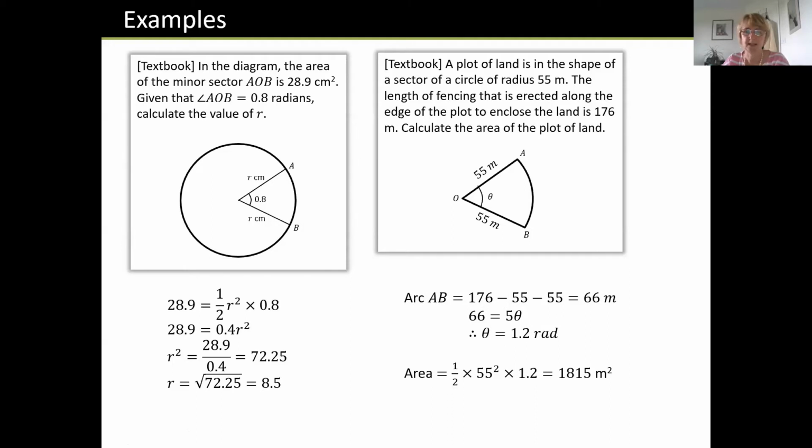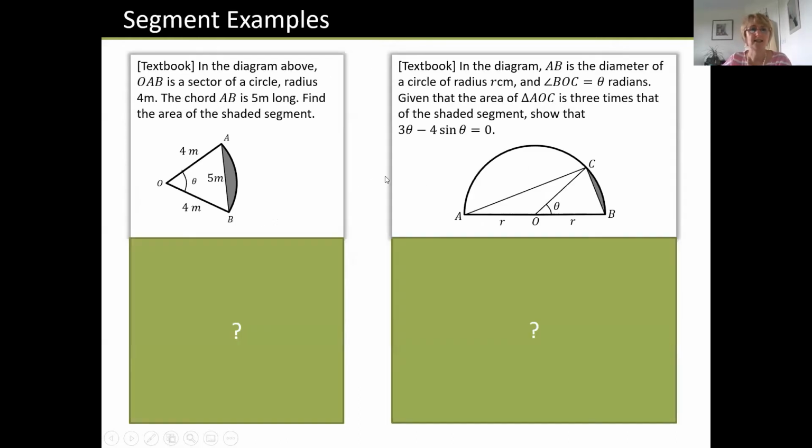Okay, now the area, using the formula for the area equals half r squared theta, is therefore just going to be found by putting the values straight into the formula. So that should be a 55 there, so make sure if you're taking notes that you put 55 theta rather than 5 theta. Okay, let's look at some examples of segments now.